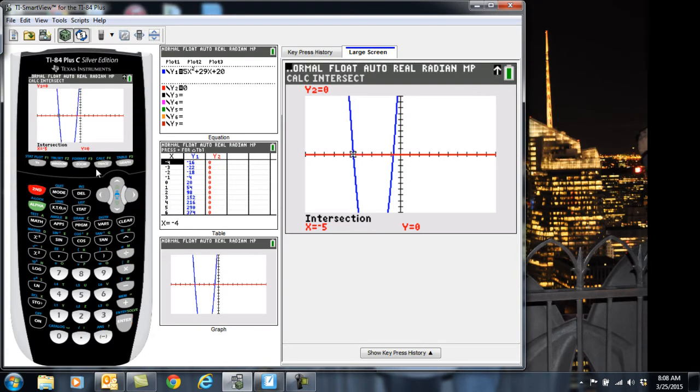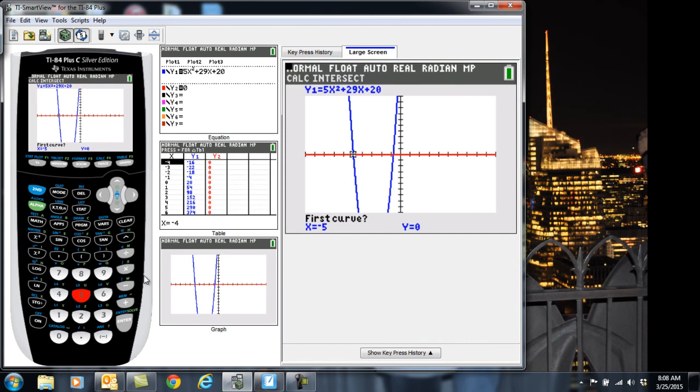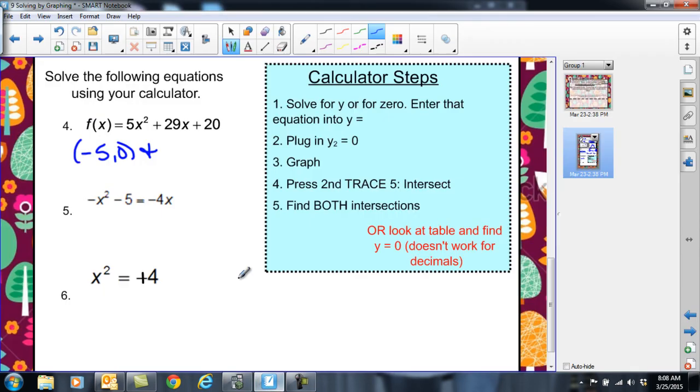We're going to do it again: second trace, option 5. We're going to hit enter twice, 1, 2, and then we're going to arrow over to the right so we can get this one way over here on the right. And we hit enter again, and we get that that one is at negative 0.8, 0. And so my other solution is at negative 0.8, comma 0. So those are my 2 solutions.